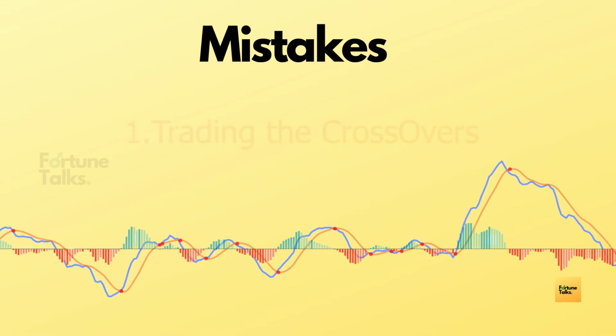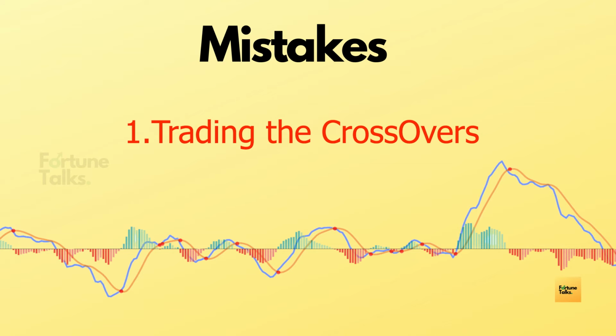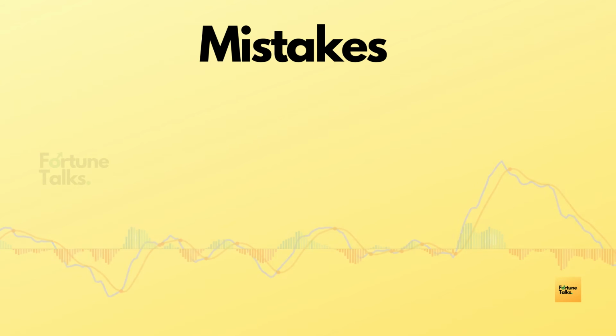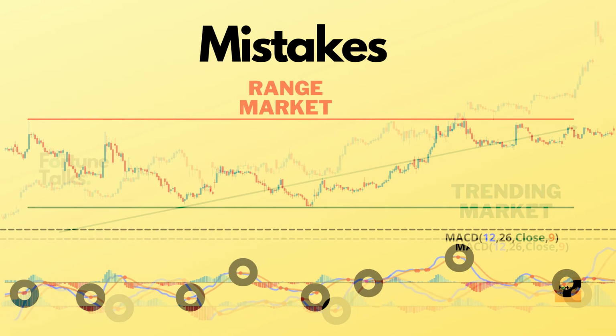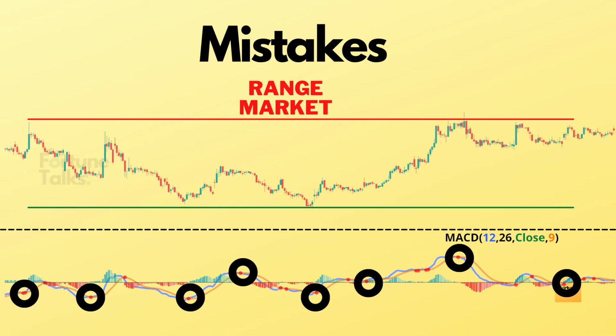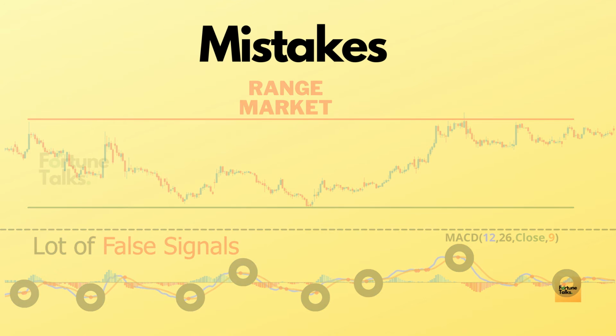Number one is trading the MACD crossover. This is a widely popular technique, but the real problem with this technique is that it only works in strong and trending markets. But we have to remember the fact that most of the time, the market stays in a range. So what this does is that the MACD crossover will give many false signals, and thereby the traders will face large losses.